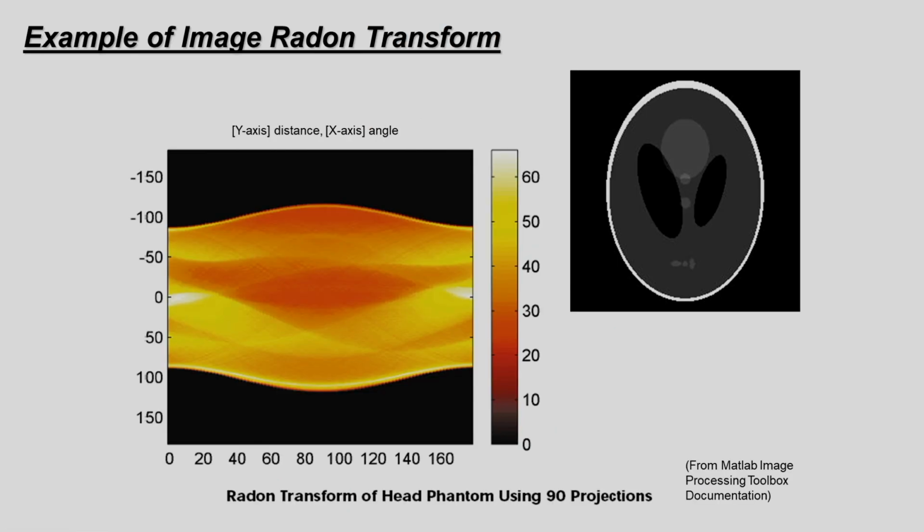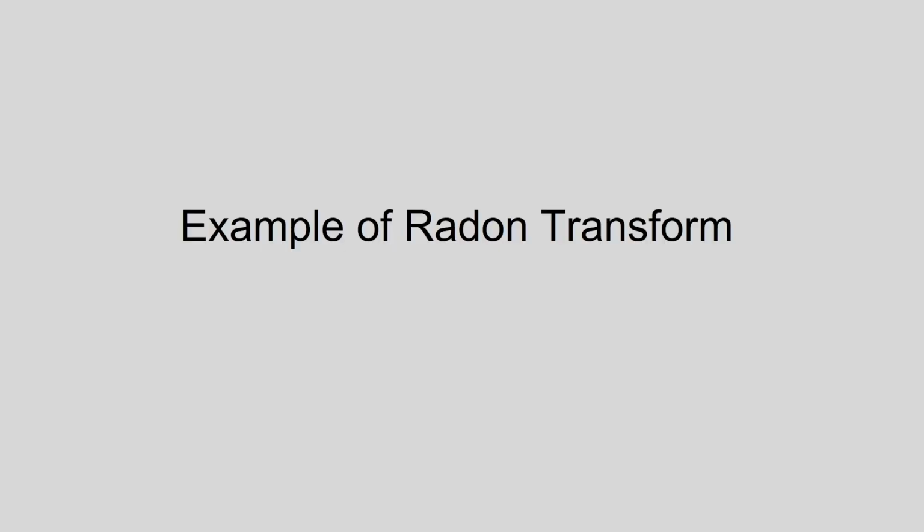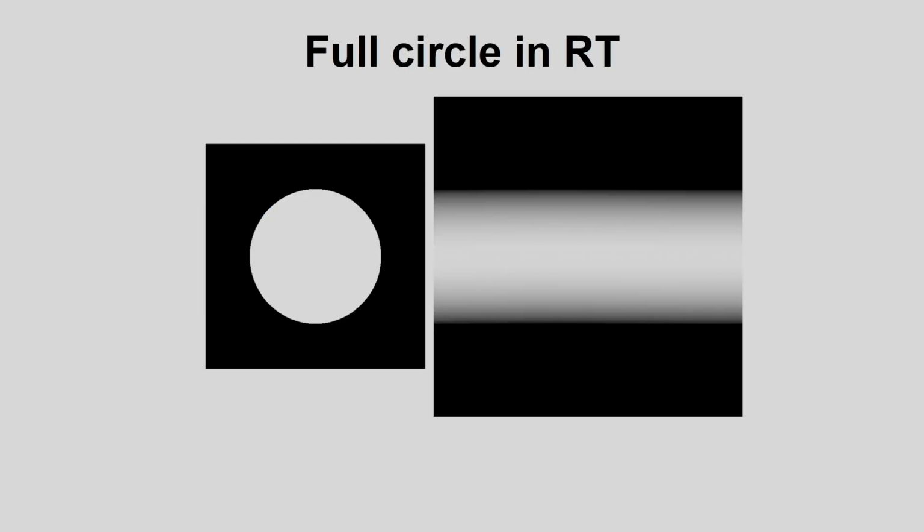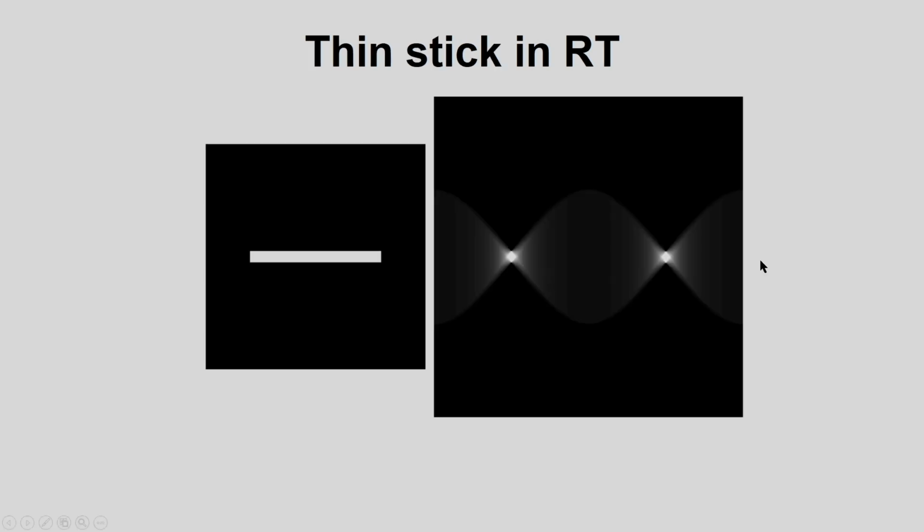this is the sinogram. The sinogram is nothing but the Radon transform displayed as an image, and I have shown some examples of the Radon transform. You can see that one is the full circle in the Radon transform, and the second one is the thin stick in the Radon transform. So, my input is this, and corresponding to this, this is my Radon transform.